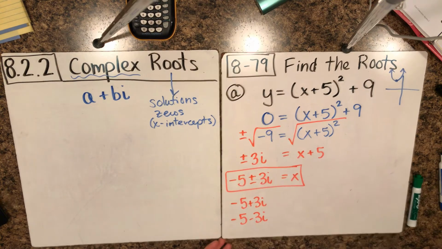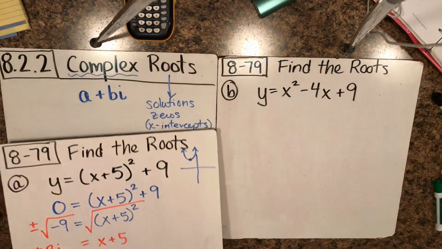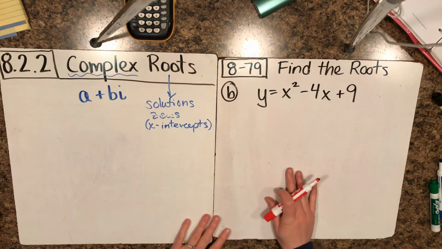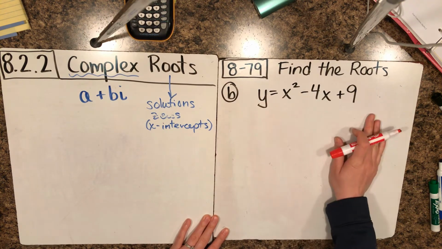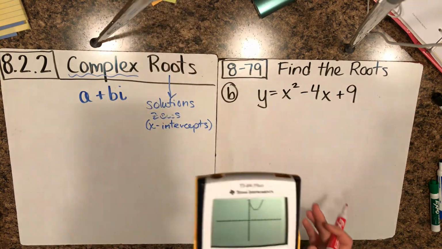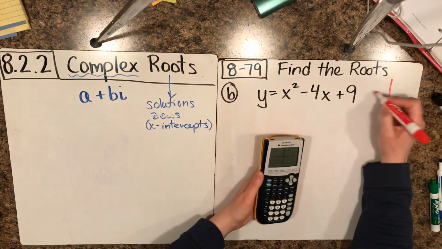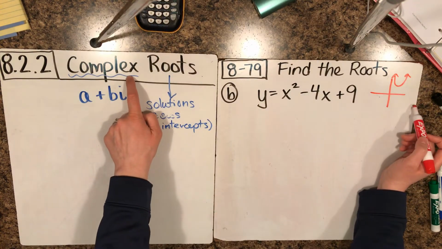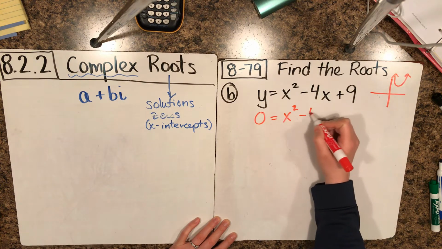Next, I'm going to shift us over a little bit. I'm going to come back to that other board in a minute. And I'm just going to move it. Same question, different equation. 8-79, part B. Now when I look at this, I cannot picture in my head what this is going to look like. So if I throw that into the graphing calculator, hopefully you can see that, or you can throw it into yours, it does not cross the x-axis at all. So again, it's not going to have real roots, but it will have complex roots. So I put in a 0 for y, and I have to solve.